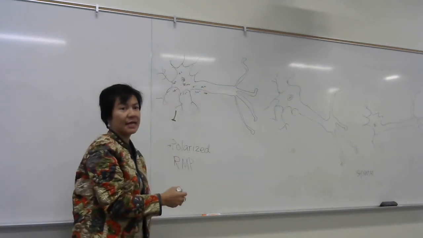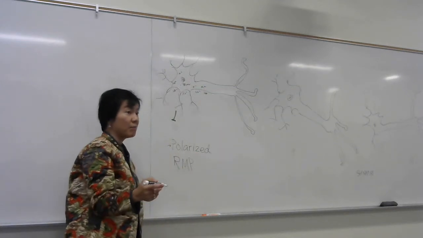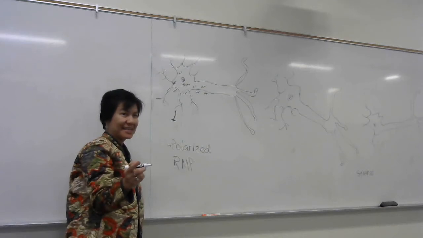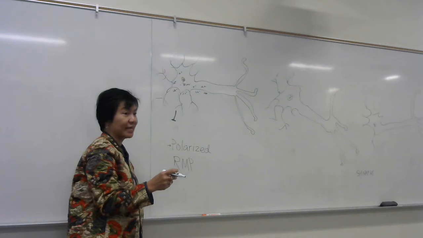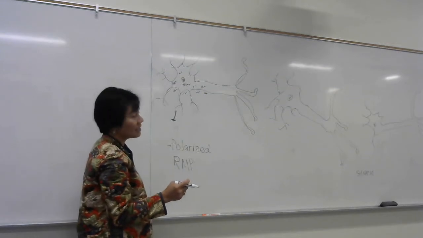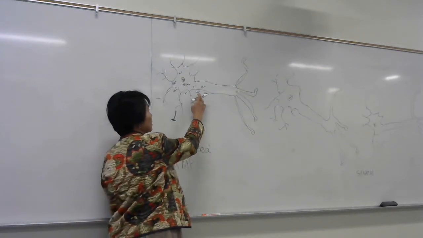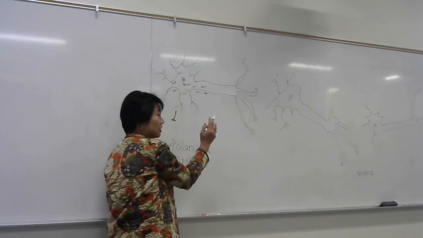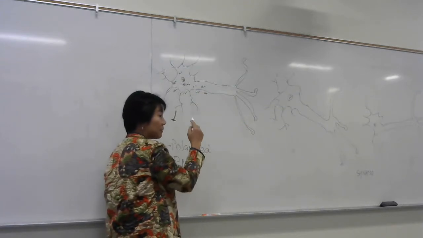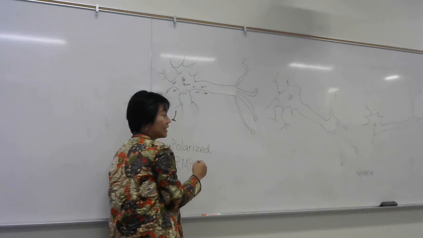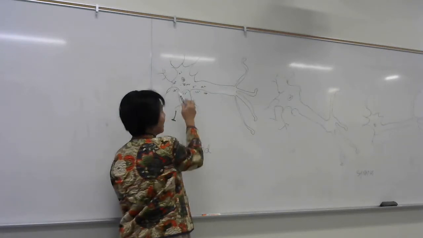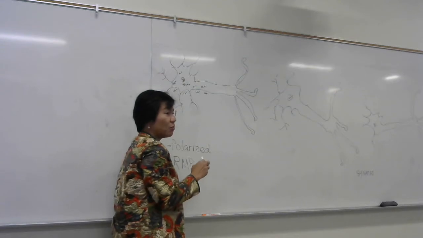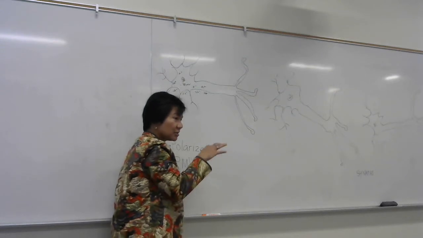Okay? So you remember diffusion, right? Diffusion is the movement of substances down its concentration gradient. So if you look at this picture, if sodium is most abundant here, the tendency for sodium is to move in. Tendency for potassium to move out, right? But if that happens, you will change this charge. So what keeps them out?